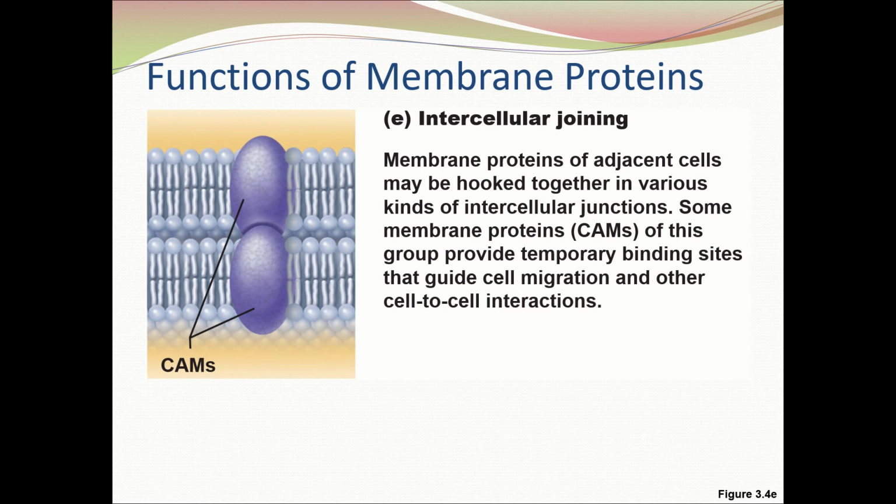Cells are not only joined to collagen and a cytoskeleton, but they're also joined to one another. In this case, we see a membrane protein called a CAM joined to another membrane protein in an adjacent cell. And this will connect the cells together and is very important in certain tissues like epithelial tissues that form linings and boundaries of organs.